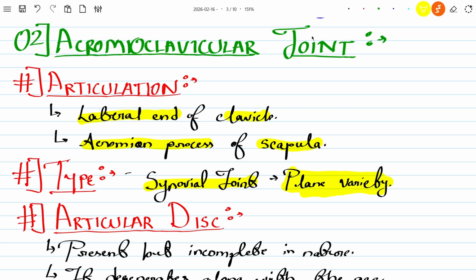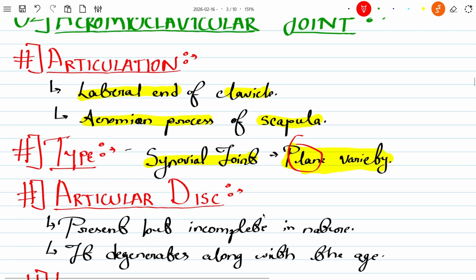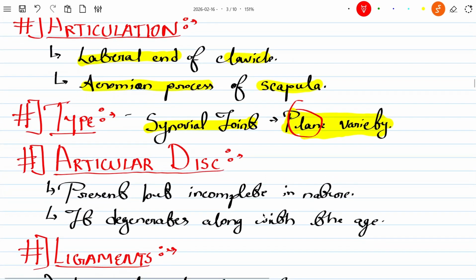As you can observe, the thing which I said earlier, that the least mobile joint in the shoulder girdle is the acromioclavicular. The reason is it is a plane joint. A plane joint provides only two types of movement, that we will see ahead.